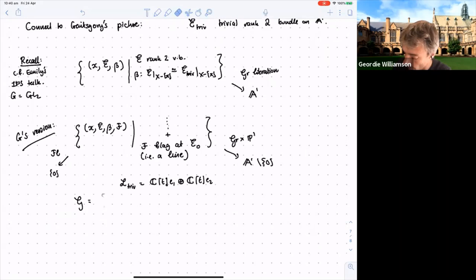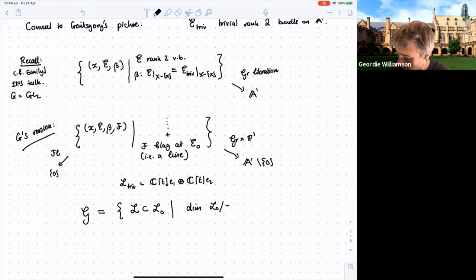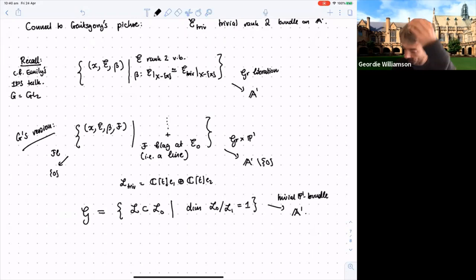And then we denote by G the set of L inside L-triv such that the dimension of L-triv take away L is 1. And this is a trivial P1 bundle over A1. L-triv there, right? Sorry, I've got L0 in my notes and I decided at the end of writing my notes that zero was a bad idea. Thank you, L-triv take away L.